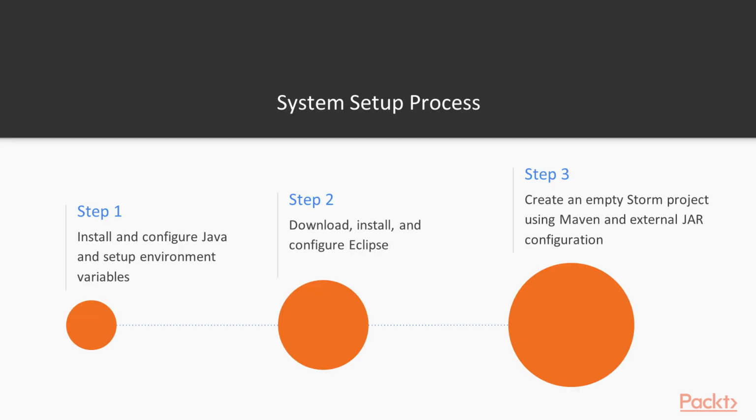So the process that we will follow is first we'll go ahead and install Java, and after installing Java we will configure Java in the Windows environment, and second we will download, install and configure Eclipse, and finally we will create an empty Storm project using Maven as well as the external jar configuration.